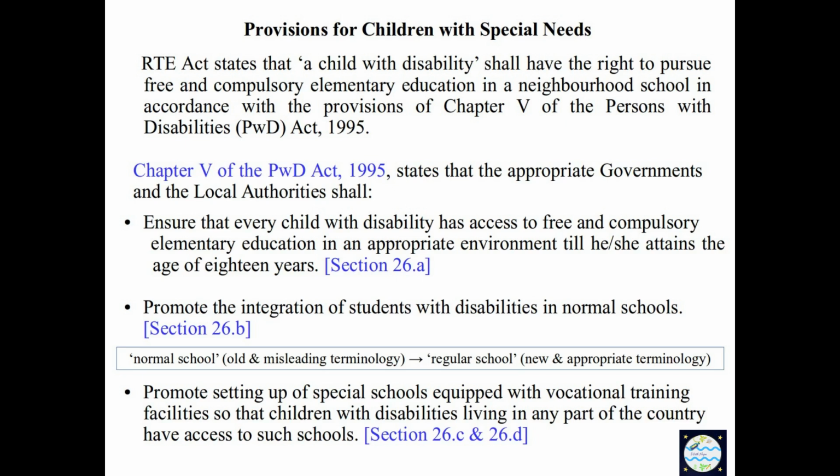Promote the integration of students with disabilities in normal schools. Please note, normal school is an old and misleading terminology. As special educators, we must use the new and appropriate terminology, that is, regular school. Promote setting up of special schools equipped with vocational training facilities so that children with disabilities living in any part of the country have access to such schools.